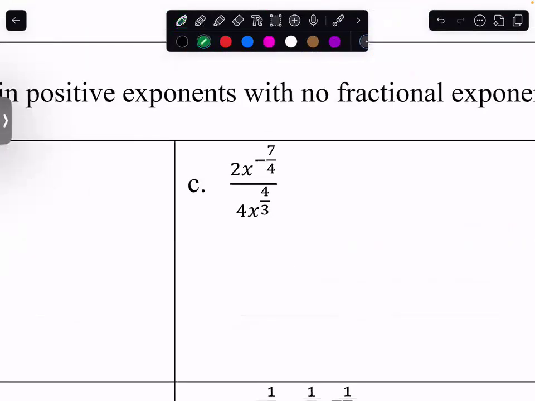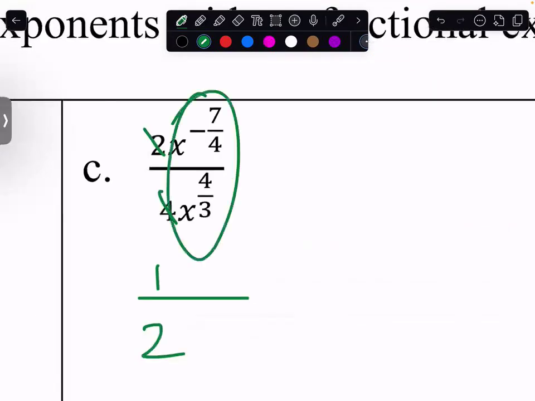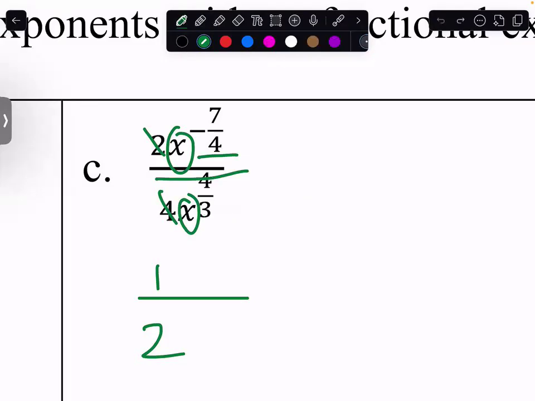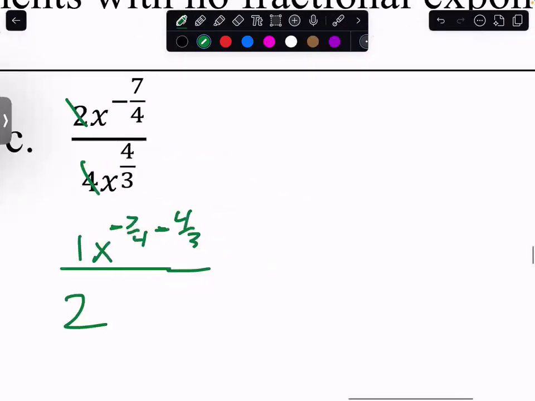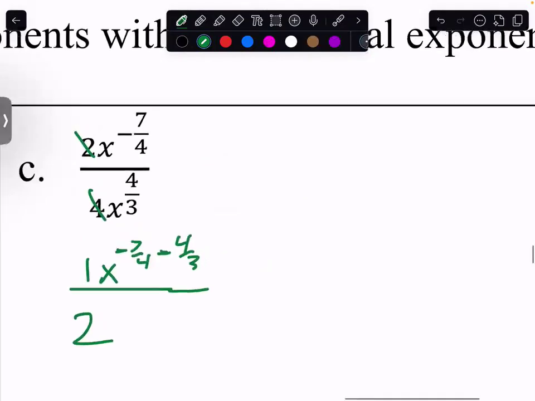All right, so you've got 2 and 4. Those can definitely reduce. Now, what do we do with these? Well, the exact same thing we did when they were whole numbers. When you have the same base and you're dividing, you still subtract the exponents, even if they're fractions. Okay, so that would be your starting point.